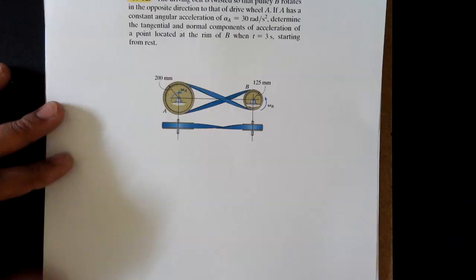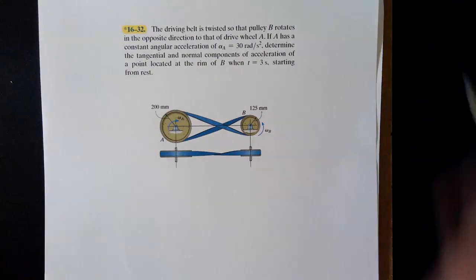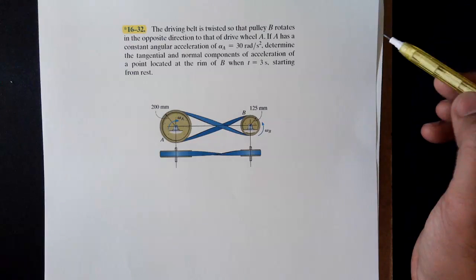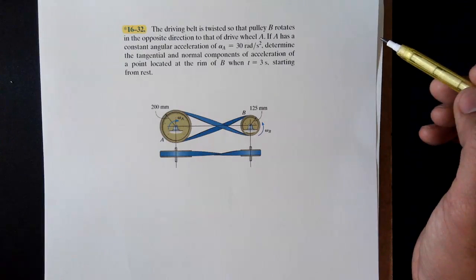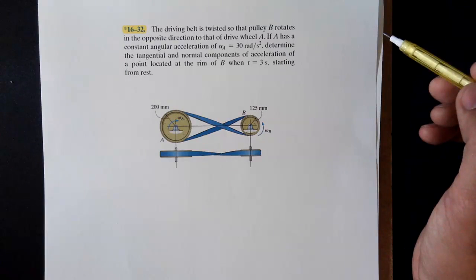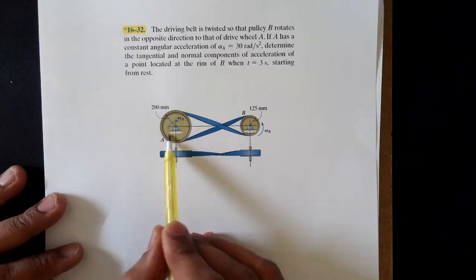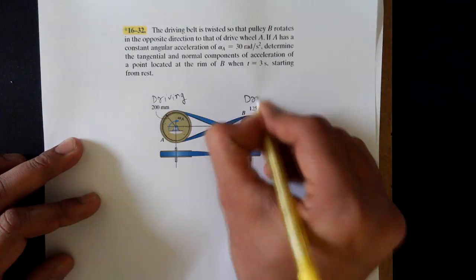And the last problem from chapter 16 in class exercise 1. The driving belt is twisted so that pulley B rotates in the opposite direction to that of drive wheel A. If A has constant angular acceleration, alpha A equal to 30 radians per second square, determine the tangential and normal component of acceleration of point A located at the rim of pulley B when time t is 3 seconds, starting from rest. So instead of gears, now we have belt and pulley in this example. This is driving pulley and this is driven pulley. So let me write it for you. So this is driving and this is driven.